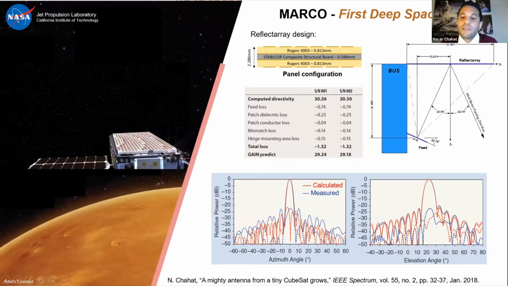And on the bottom, you can actually see the radiation pattern calculated and measured, and we obtained fairly good agreement between the two. You can see a disagreement in the cross polarization, which does not drive the design.